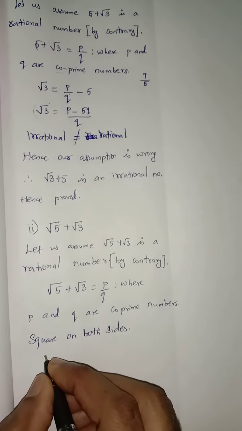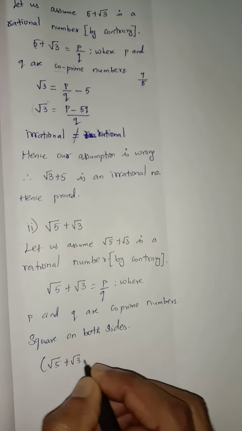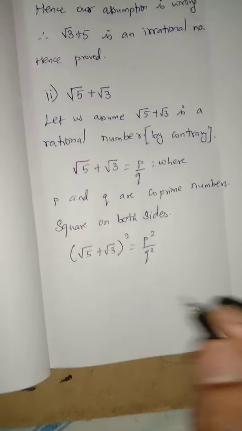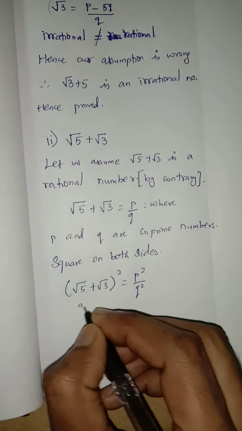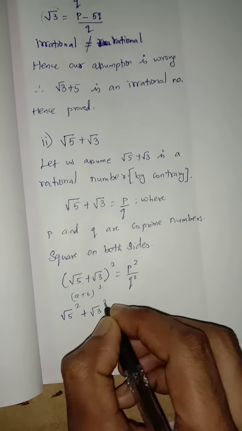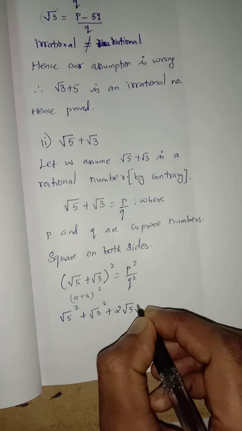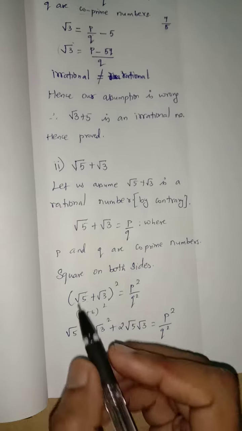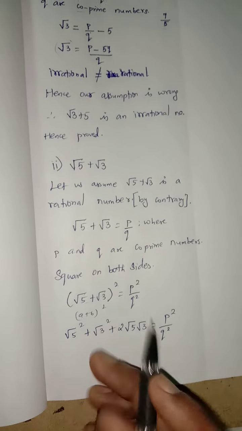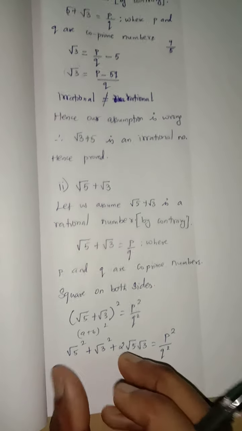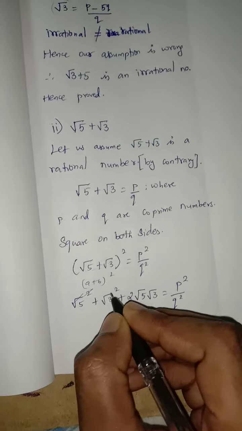If we square, what shall we get? Square root 5 plus square root 3, whole square, should come, and here this becomes p square by q square. This is of the form (a plus b) whole square, which can be written as a square plus b square plus 2ab, and p square by q square with no change. Since these two numbers are square roots, we are adding this step. Then after that, the same process as we did in the previous question. Square and square root get cancelled.